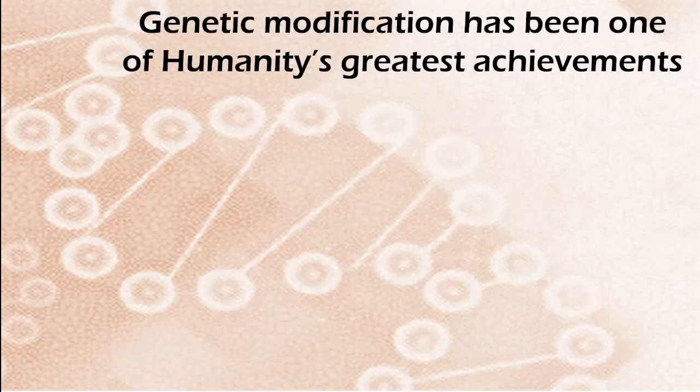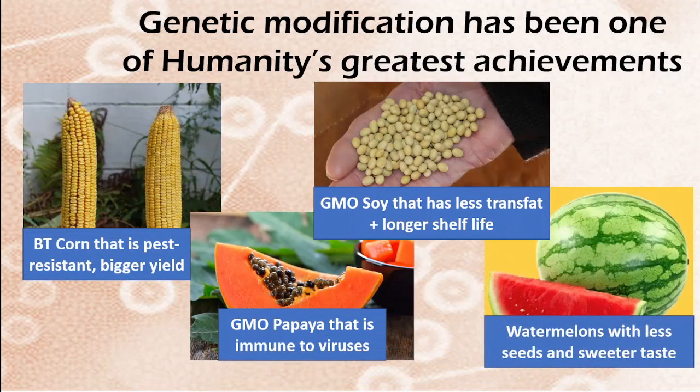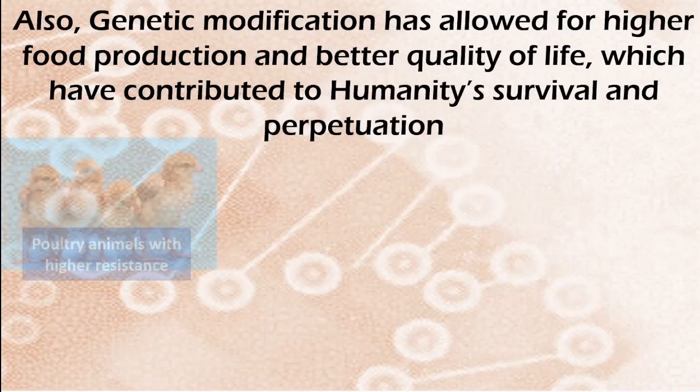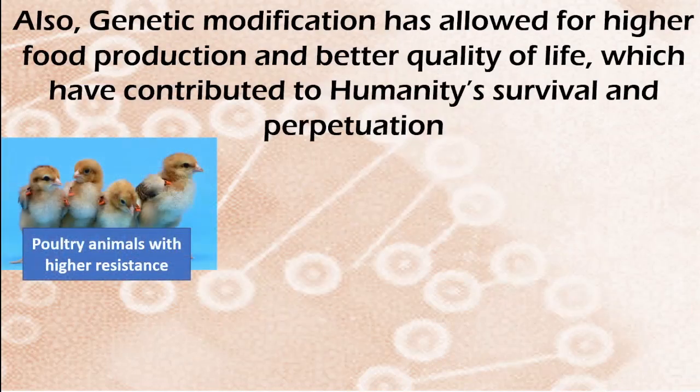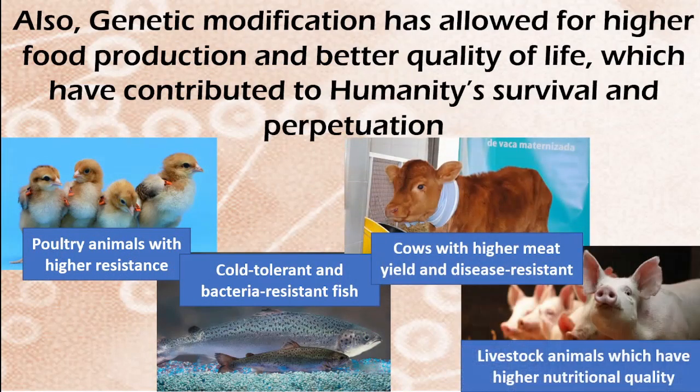Genetic modification has been one of humanity's greatest achievements, especially in food security. Corn, papaya, soy, watermelon, and other food resources have bigger yield, immunity to diseases, longer shelf life, and higher nutritional quality. Also, genetic modification has allowed for higher food production and better quality of life, which have contributed to humanity's survival and perpetuation.